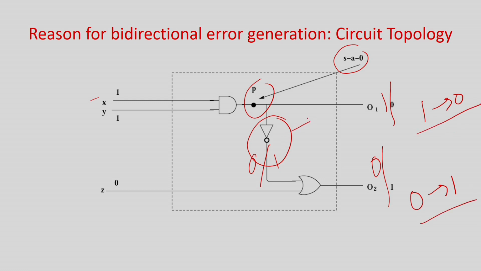All of this is happening because of an inversion. People have found out that the main reason for bidirectional errors is inversions. If there are no inversions, generally the flip direction is a unidirectional process, which people have discovered for most of the topologies. So people started designing something called inverter free logic.